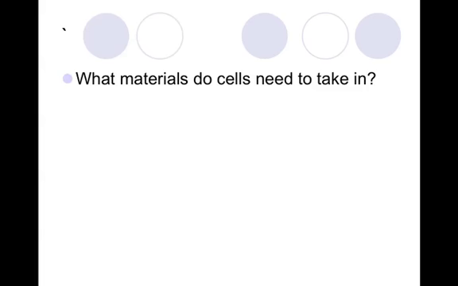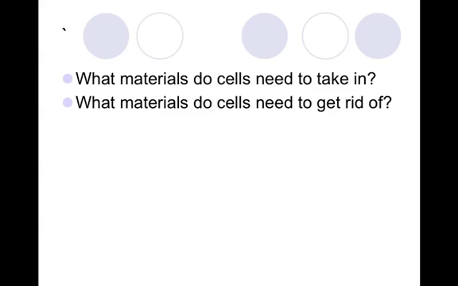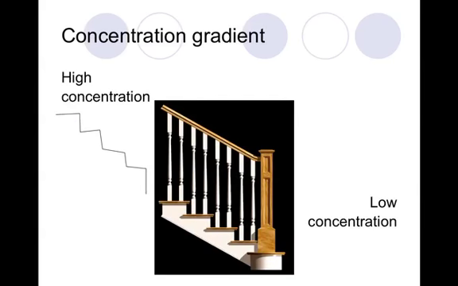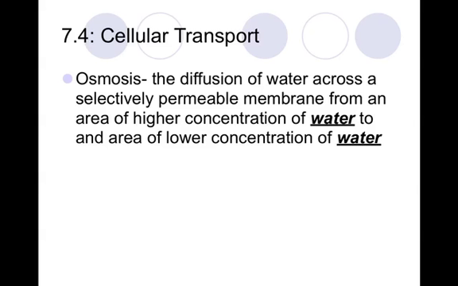What materials do cells need to take in? What materials do cells need to get rid of? How do cells do these things? They do it using a concentration gradient. They move things from high concentration to low concentration. We've talked about this before in terms of diffusion, the movement of particles from a high concentration to a low concentration. For example, when we took our air freshener and sprayed it at the front of the room and watched it go through to the back and timed it. It took a while, but it went from that high concentration to the low concentration.